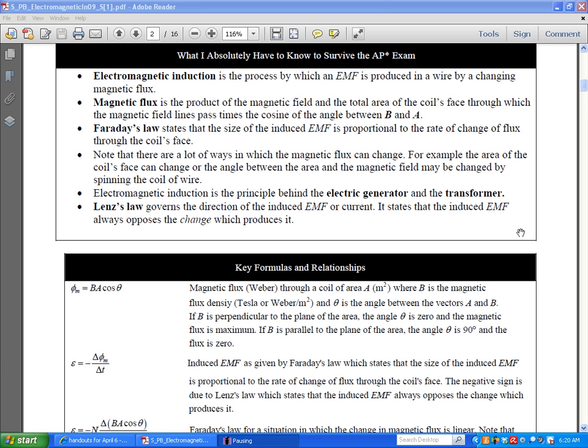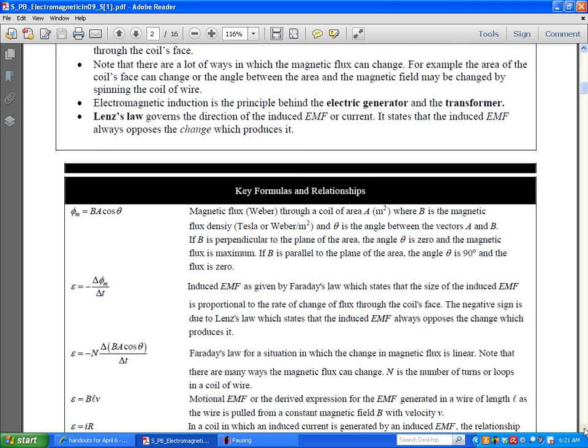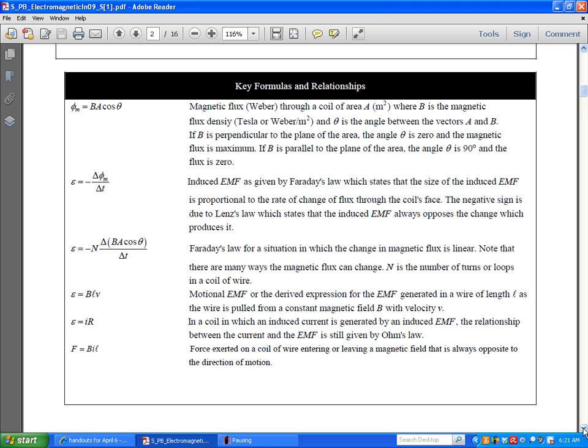And then Lenz's law governs the direction of the induced EMF or current in the device, and the induced EMF or current must always oppose the change that produced it. So we look at some formulas. When you talk about the flux, I'll show you a little bit about that.